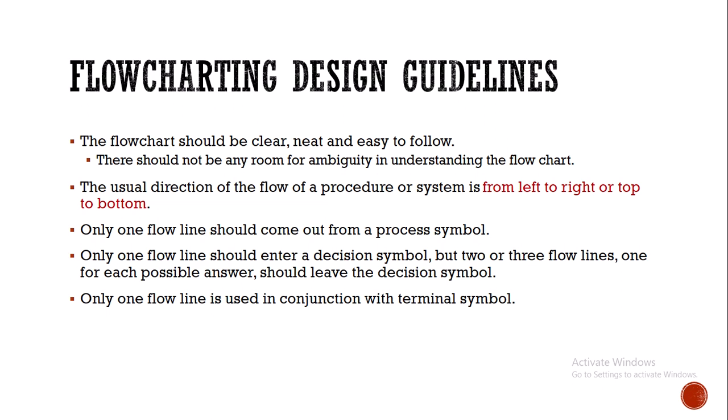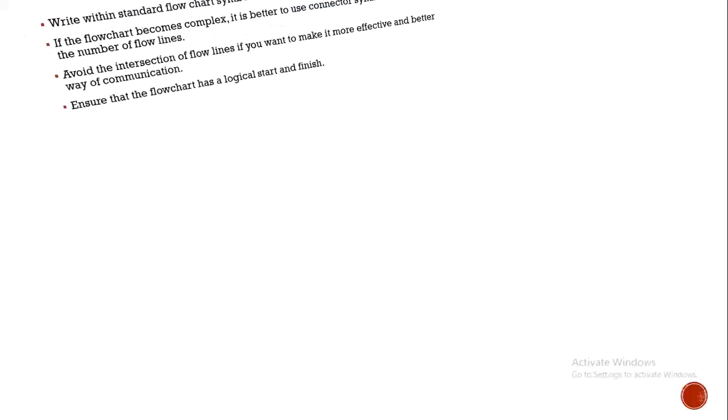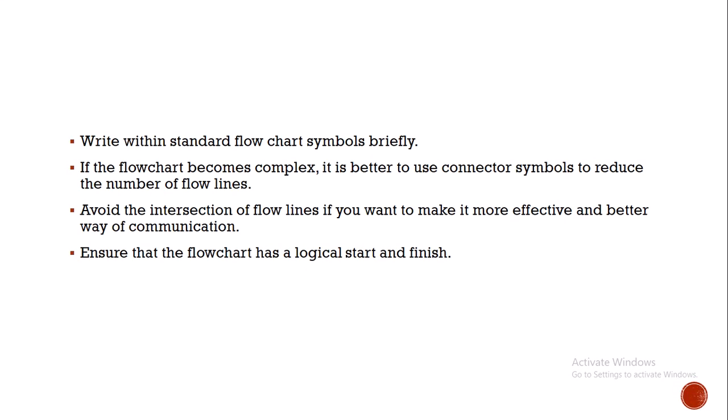Only one flow line should enter a decision symbol, but 2 or 3 flow lines, one for each possible answer, should leave the decision symbol. Only one flow line is used in conjunction with a terminal symbol. Write within standard flowchart symbols briefly. If the flowchart becomes complex, it is better to use connector symbols to reduce the number of flow lines. Avoid the intersection of flow lines if you want to make it a more effective and better way of communication. Ensure that the flowchart has a logical start and finish.